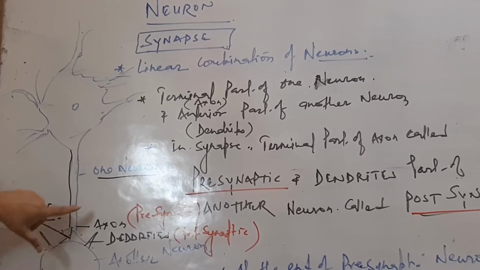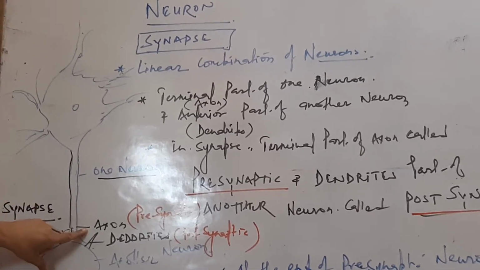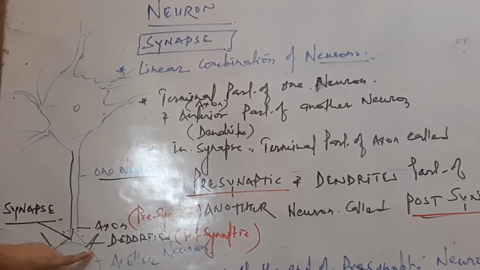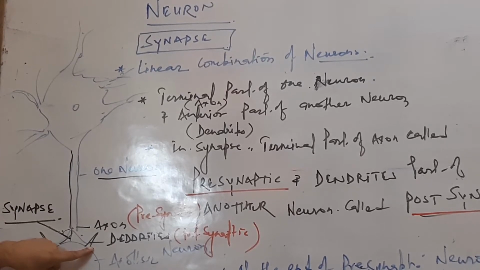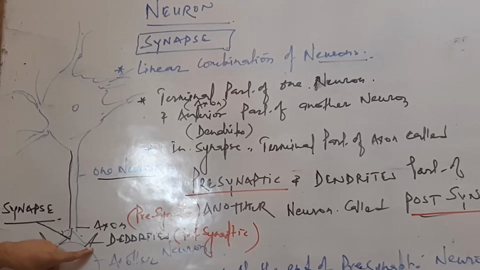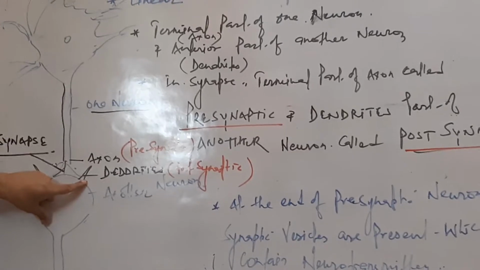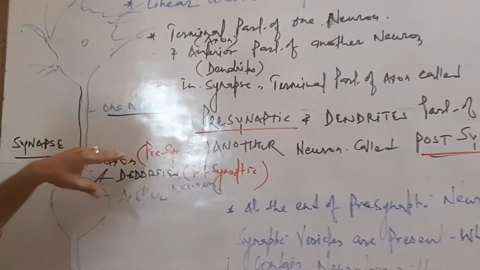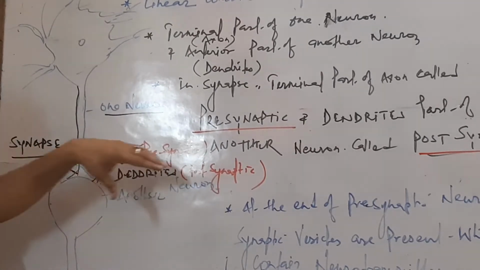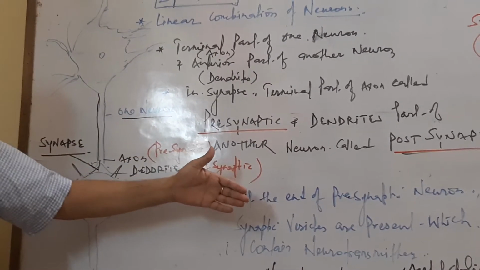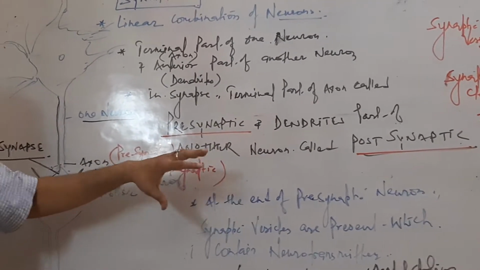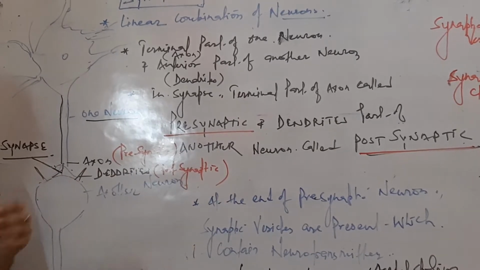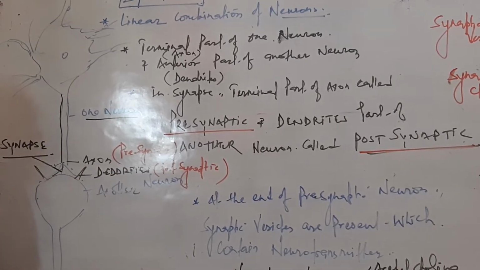In the synapse, the terminal part of an axon is used, and the anterior part of the dendrites of another neuron is involved. The terminal part of one neuron is called the presynaptic neuron, and the anterior part of the other neuron is called the postsynaptic neuron. So the synapse is the combination of the presynaptic and postsynaptic neuron.